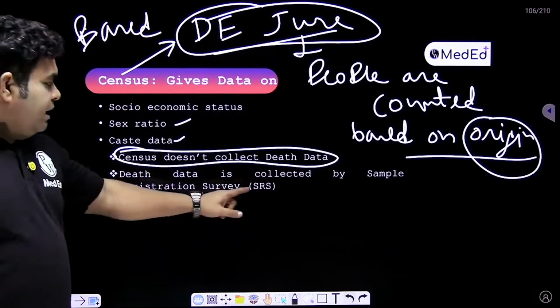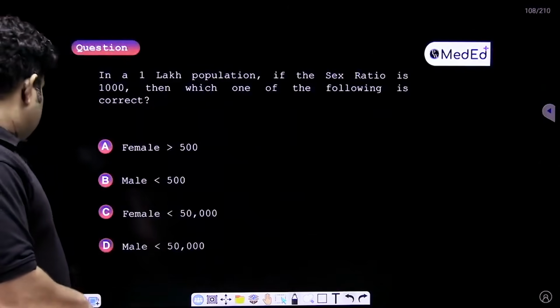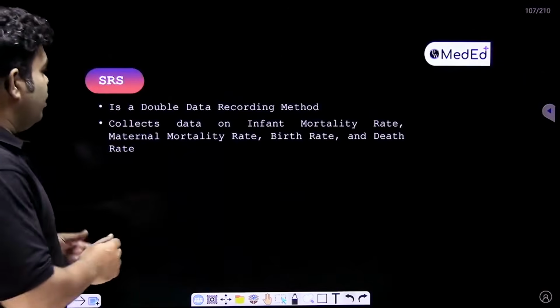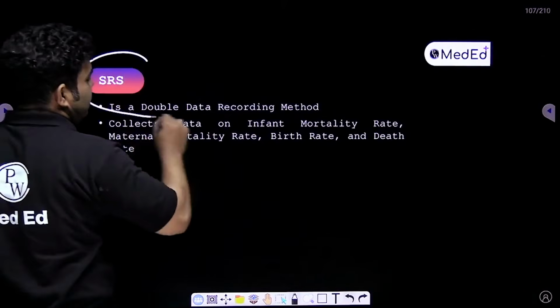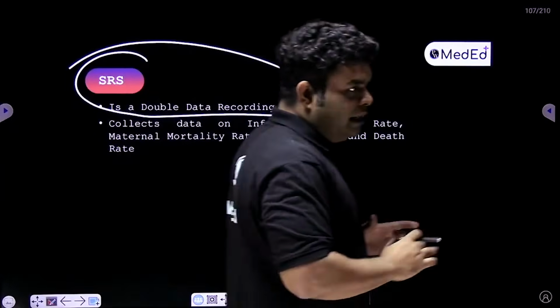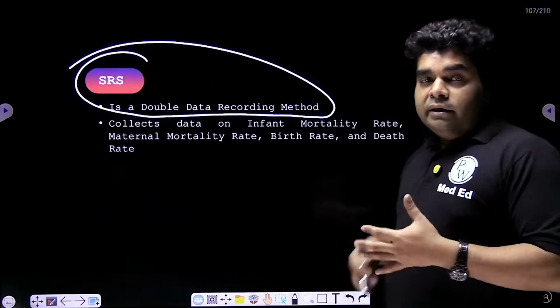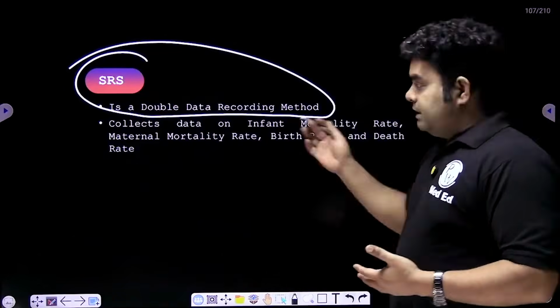Death data is collected by SRS, the Sample Registration System. They can ask which of the following is a double data recording method. SRS is a double data recording method, because in SRS first an ASHA or field worker collects the data, then a supervisor goes again and collects data again after 6 months. So it is a double data recording method, SRS.